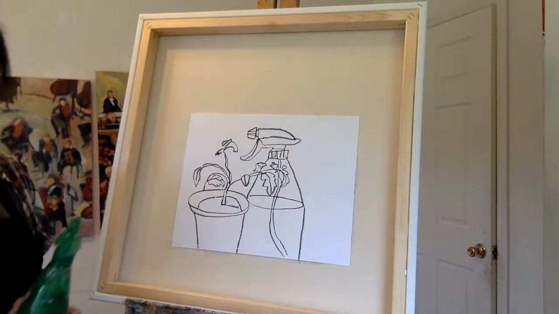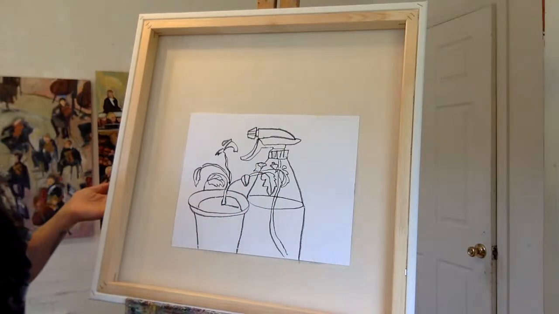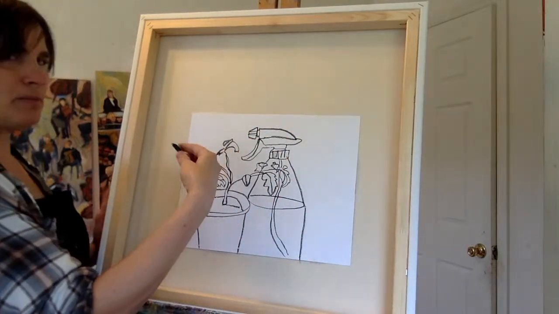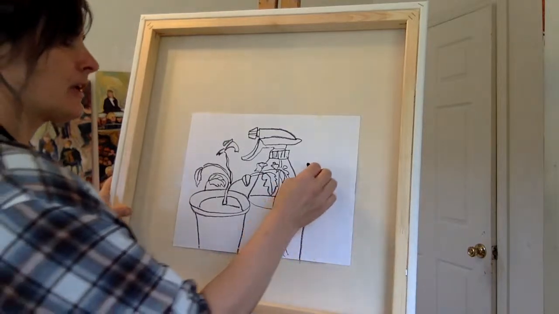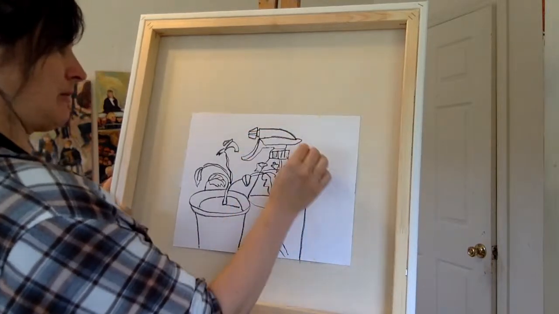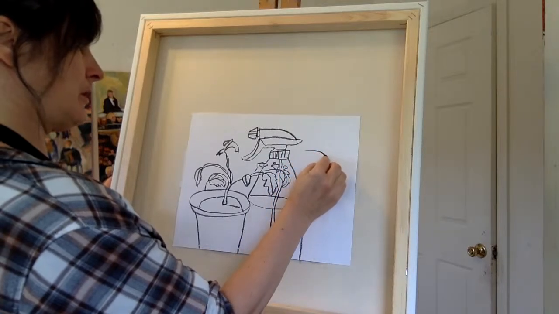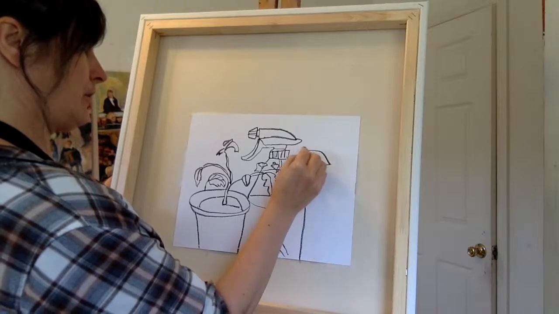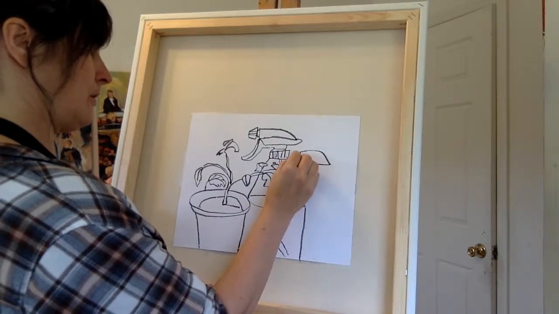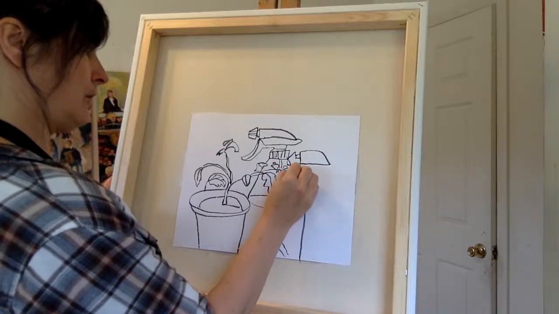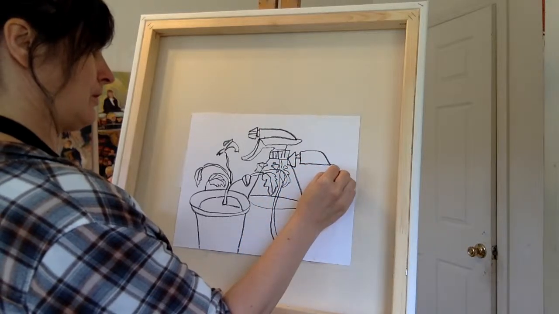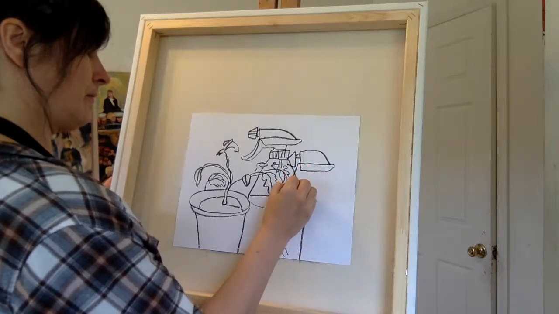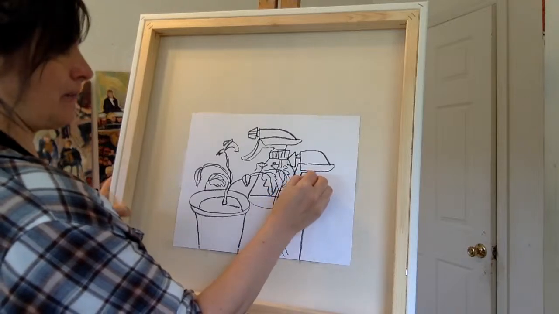So what you can do next is you could spin your paper around, but also just take certain shapes and repeat them. So I really like this shape here, so I'm going to repeat that here. And you can overlap your images.